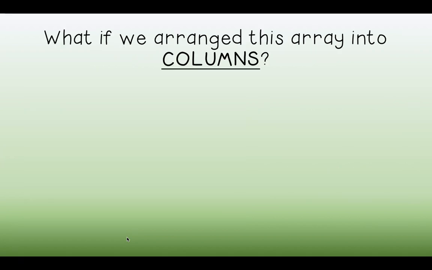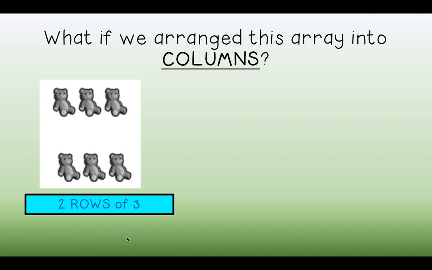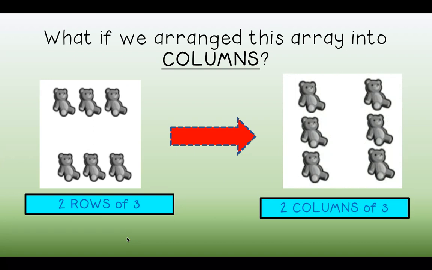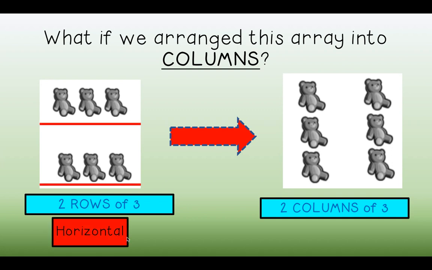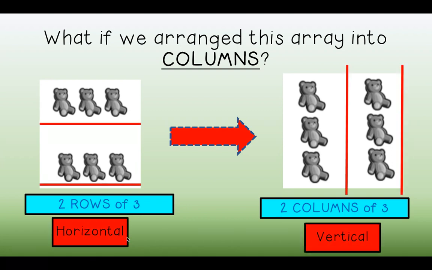So what if we arrange this array into columns? So let's take a look. Remember, this was our array that showed 2 rows of 3. So we want to change it so that we see columns. Remember, columns go up and down, or they are vertical lines like this. So rows are horizontal, like the first array, and then we changed it into columns, which are vertical lines.